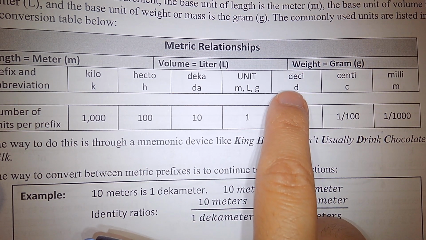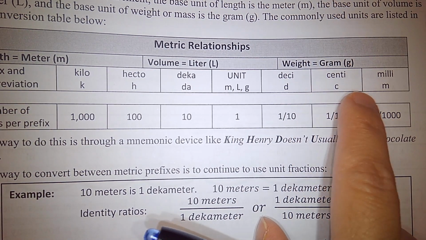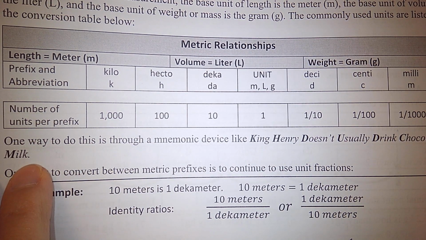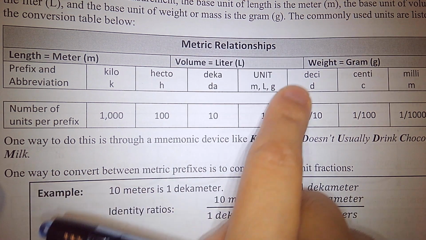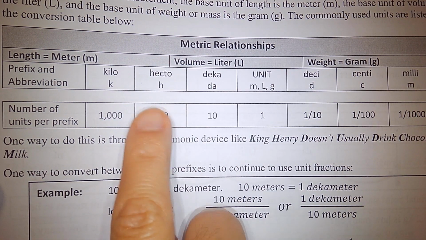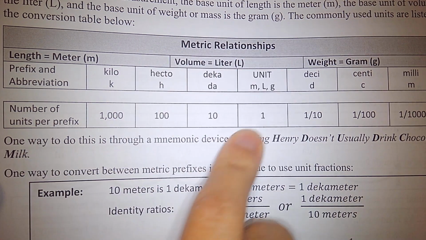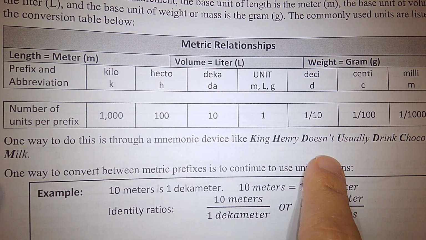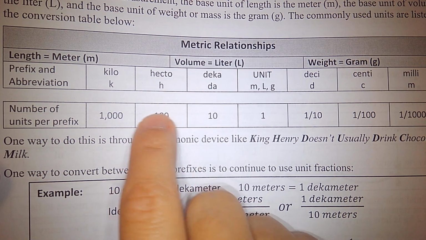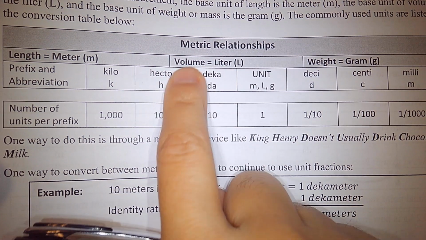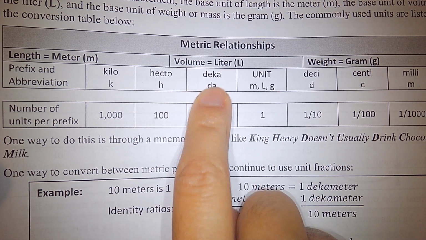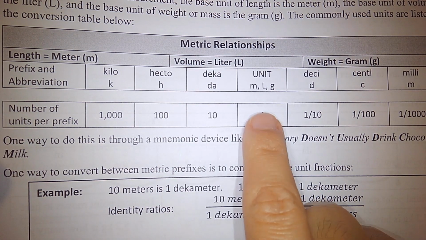drink chocolate milk. You don't have to remember this sentence because previously, when the table was not given, you had to memorize the order of those units. But now that the table is given, you don't have to think about another way to remember it. But you do have to know how to convert within the metric system.